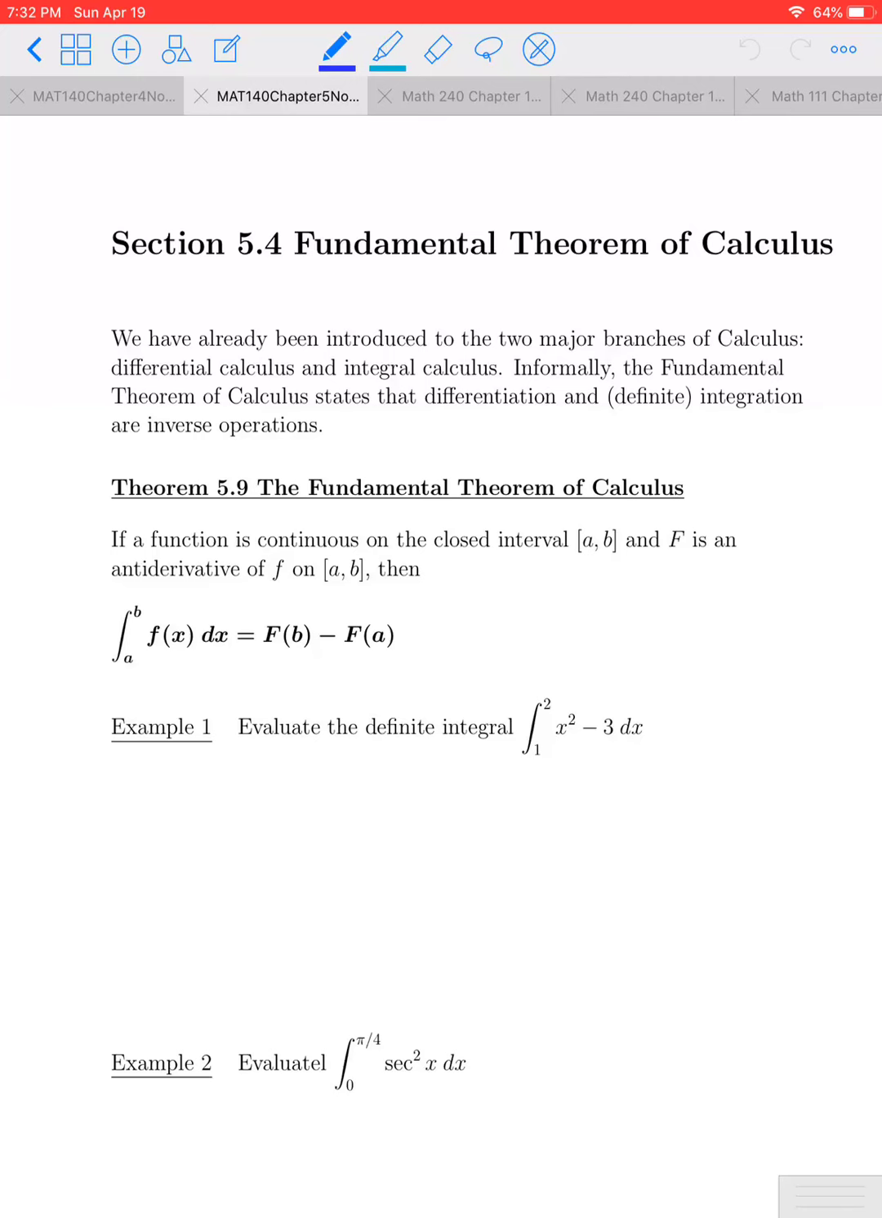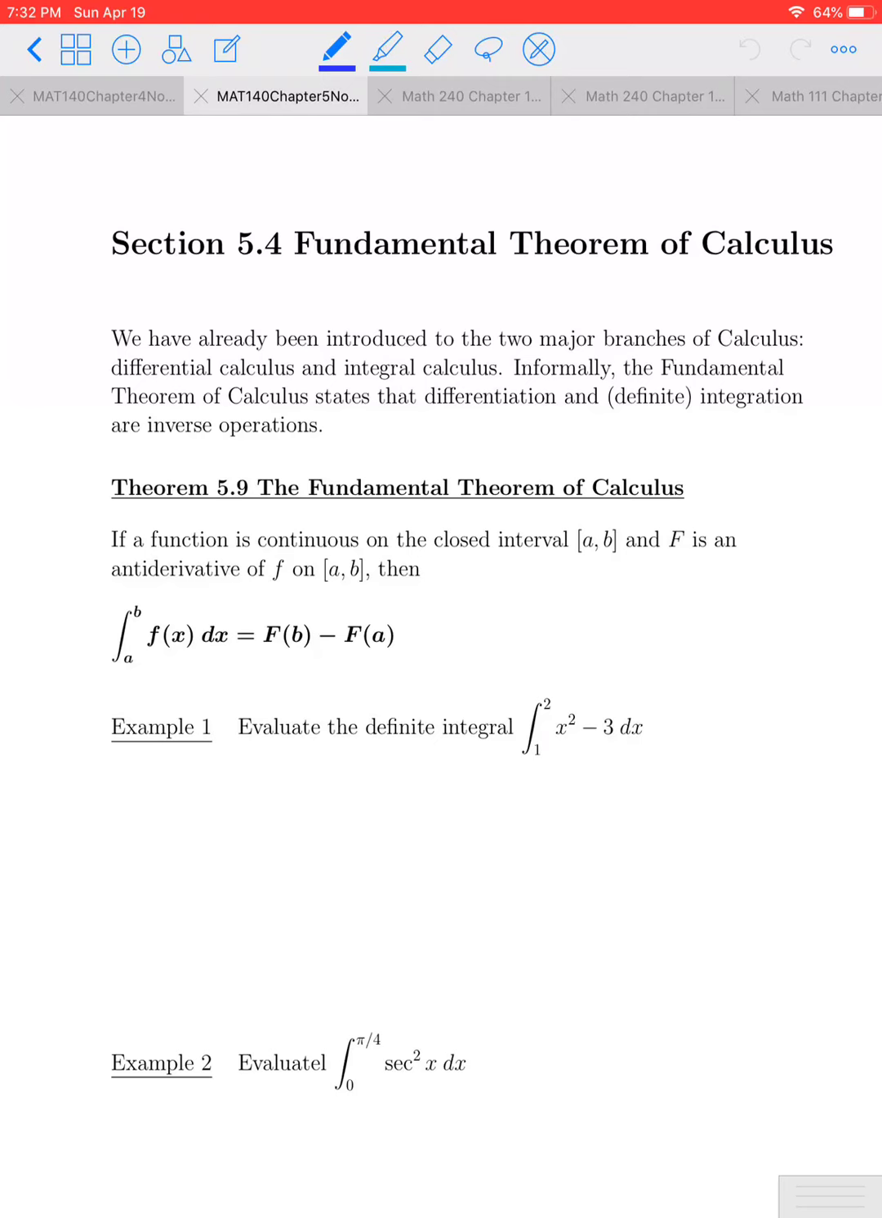In section 5.4, we're going to study the fundamental theorem of calculus. We've already been introduced to the two major branches of calculus, that being differential calculus and integral calculus. Informally, the fundamental theorem of calculus states that differentiation and definite integration are inverse operations.